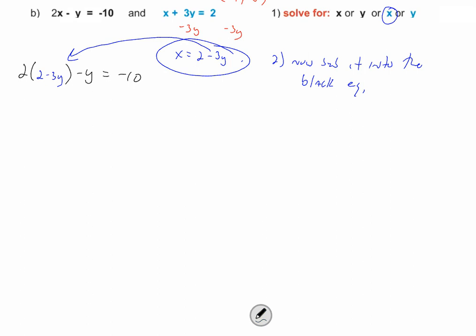So, continuing on, right? You would now solve. So now sub into the black equation. Next, solve that.